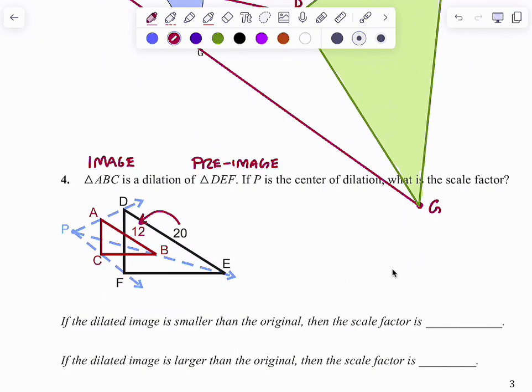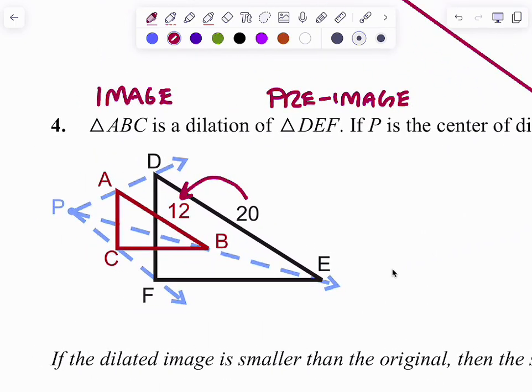20 to 12, because that's where it's going. It's going from the black one to the red one. I know yours might be black and white, but it's going from the 20 to 12. I'm trying to find that. So I'm trying to figure out what times 20 equals 12. So that's a multiplication, but I'm not going to do a multiplication. I'm going to do a division.